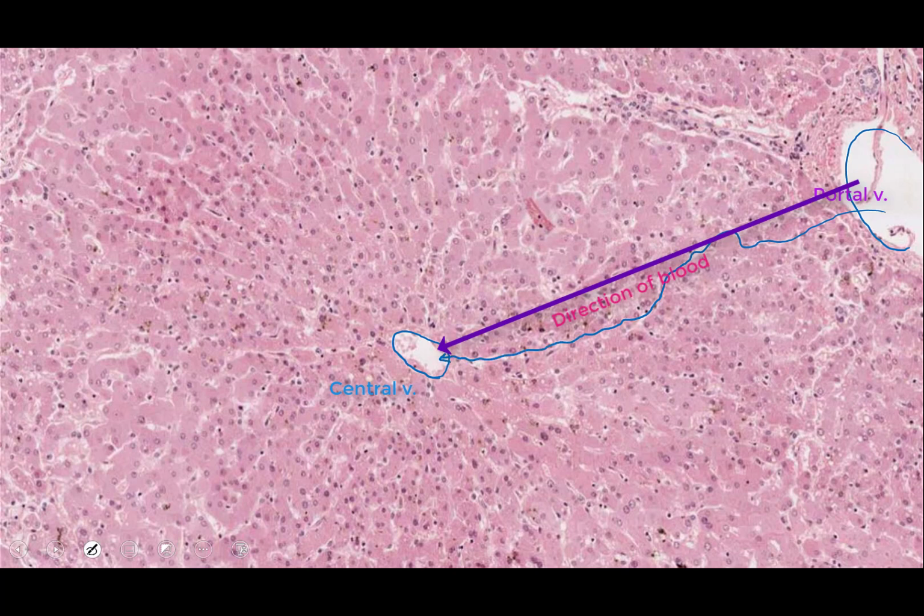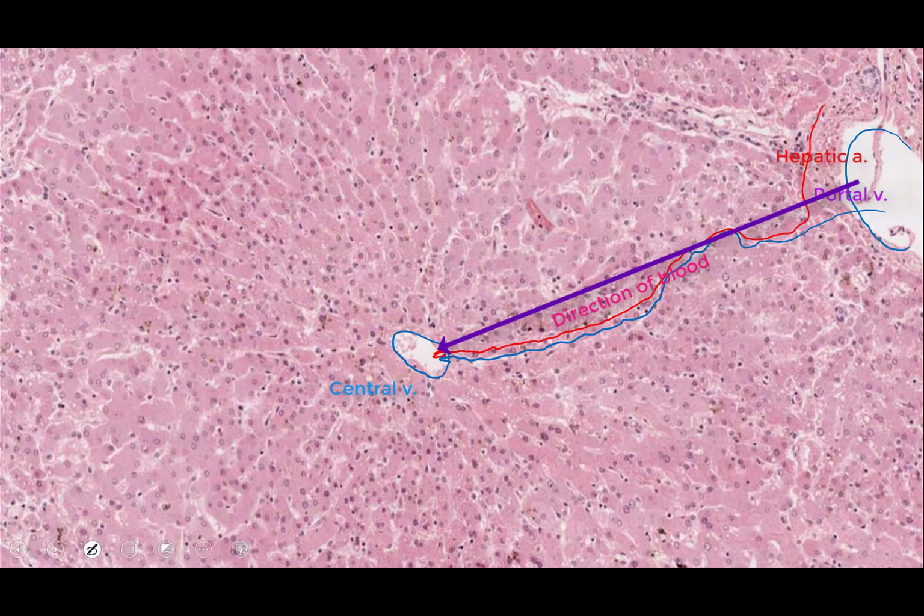central vein. In addition to that, there is an accompanying artery which is not shown in this section, and so the blood from the artery is going to pass again in these sinusoids, and as the blood reaches the central vein, it is depleted of its oxygen.